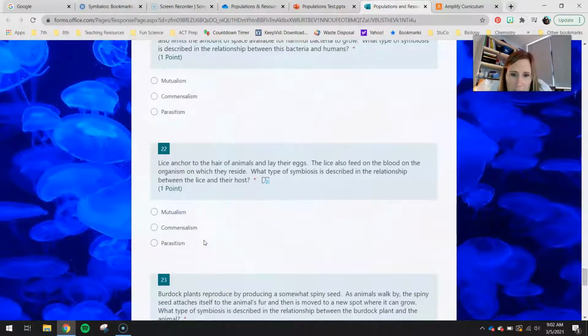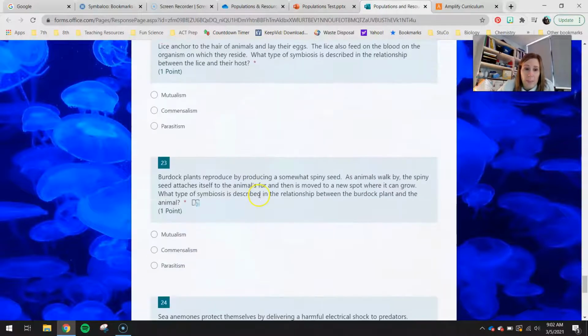Lice anchor to the hair of animals and lay their eggs. The lice also feed on the blood of the organism in which they reside. What type of symbiosis is described? So again, I want you guys to think about what harm or benefit the lice have and what harm or benefit the animals have. Okay?